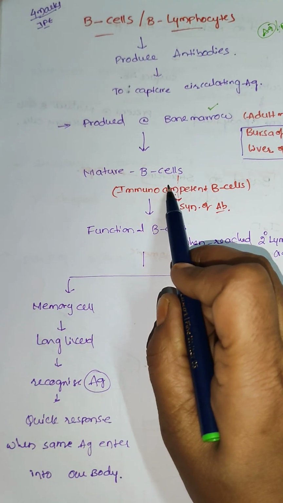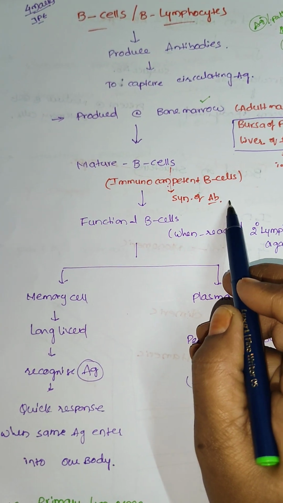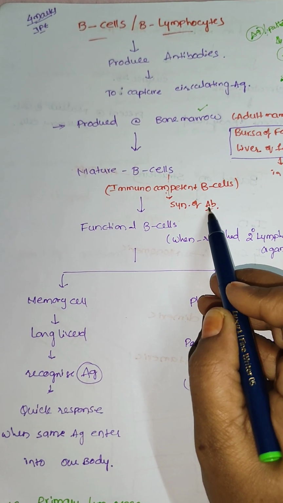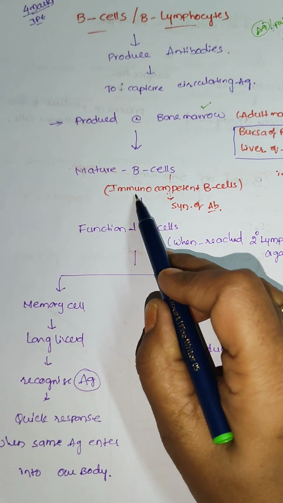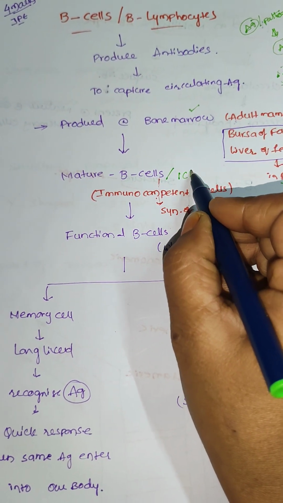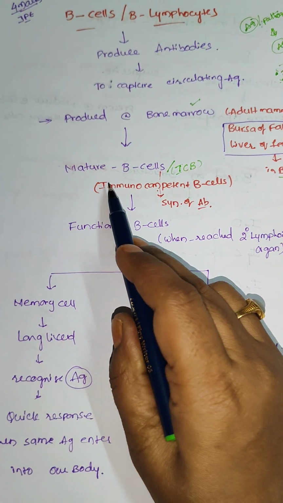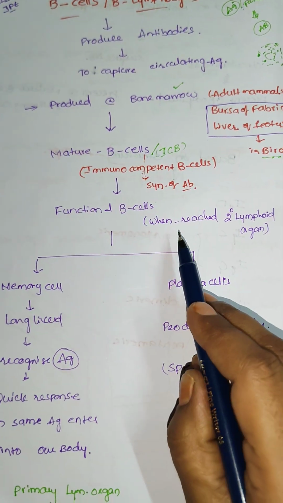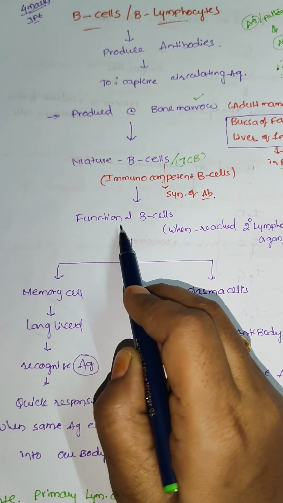The function of mature B cells is to synthesize a large number of antibodies. We have different types of antibodies, and all are synthesized by the mature B cells. The mature B cells are also called ICB, immunocompetent B cells. The mature B cells become functional when they go to the secondary lymphoid organs.